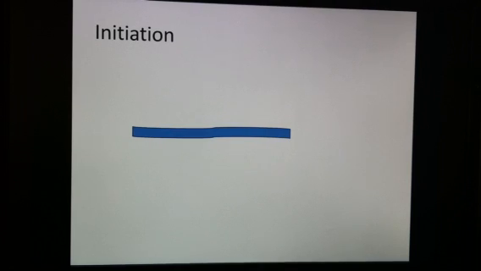So here is the process of translation, kind of simplified. So at first, when we need to start translation, the beginning step is called initiation. So here's our messenger RNA. And on a messenger RNA, you're going to have a start codon.